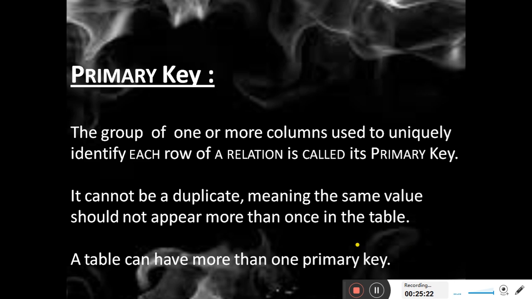The primary key is a group of one or more columns. You can assign the primary key to more than one column. What uniquely identifies each row of a relation is called its primary key. It cannot be a duplicate, meaning the same value should not appear more than once in a table. The table can have more than one primary key.